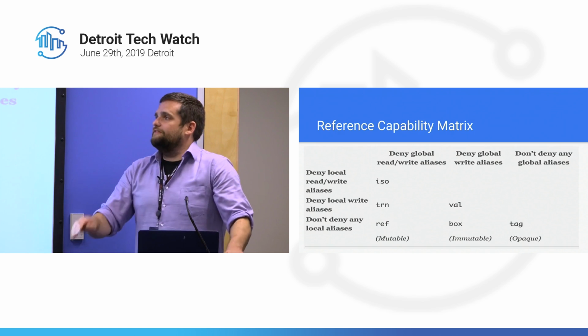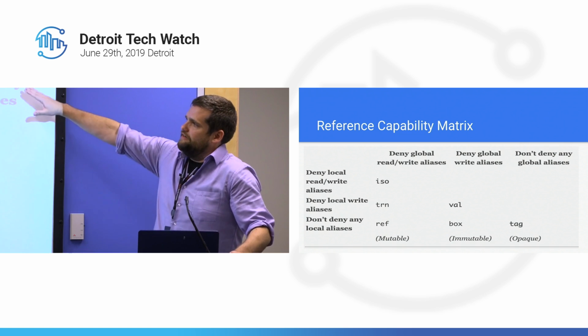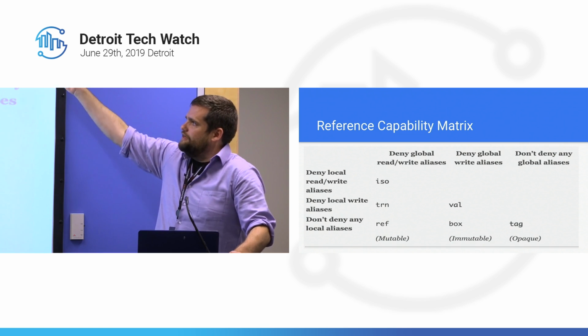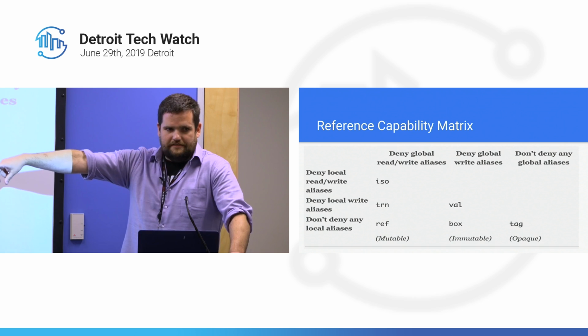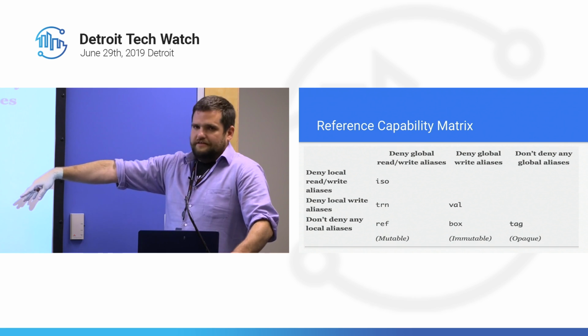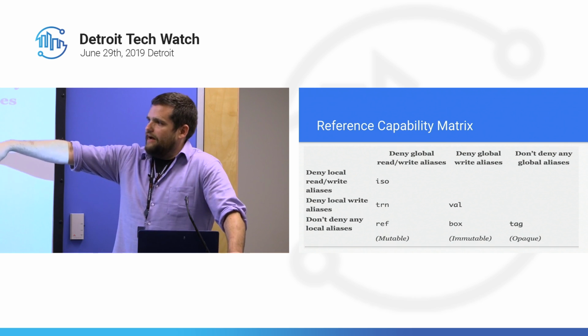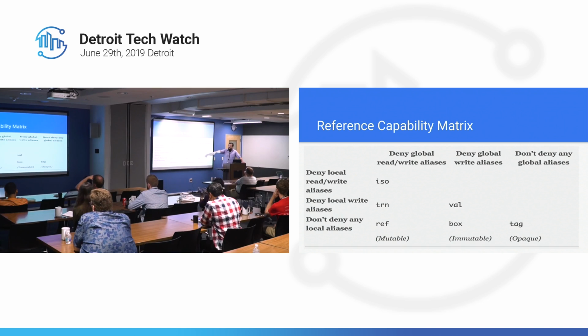So this is a reference capability matrix. These are the ones that we've talked about. You can see at the top here, these are ones that deny global access. So these don't deny any, which is a tag, and it also doesn't deny any local aliases. So that's going to be your tag because it doesn't allow you to do anything with it. And if you look at val and box, it's going to deny global write aliases, but it doesn't deny local.